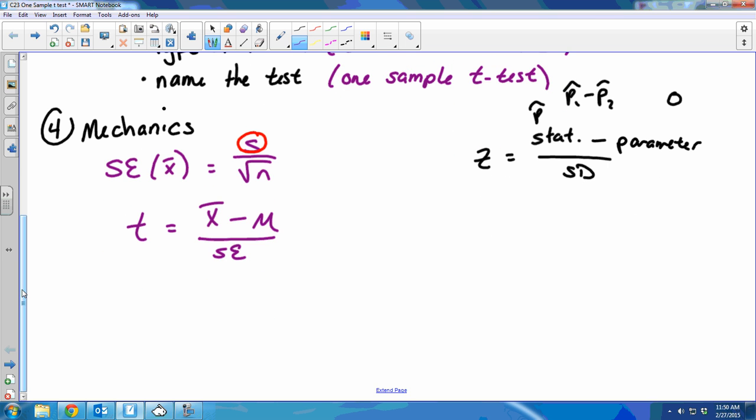After you found z in the proportions, so if you had z equals 2.7, for example, then what did you do with that z? What was the next step?